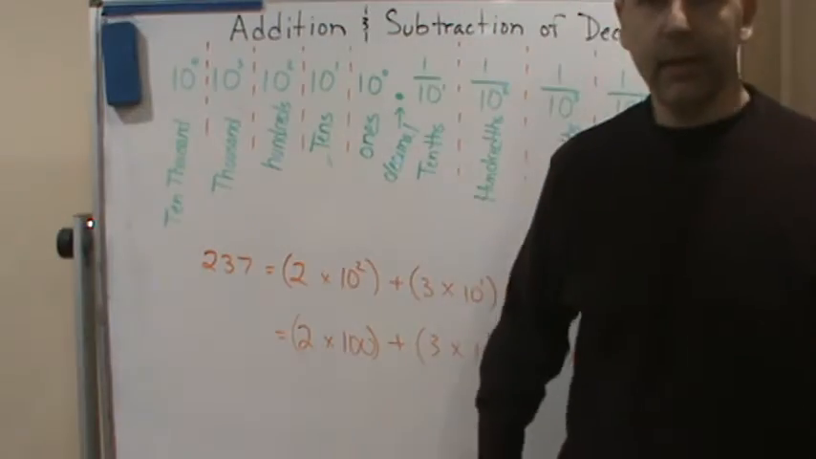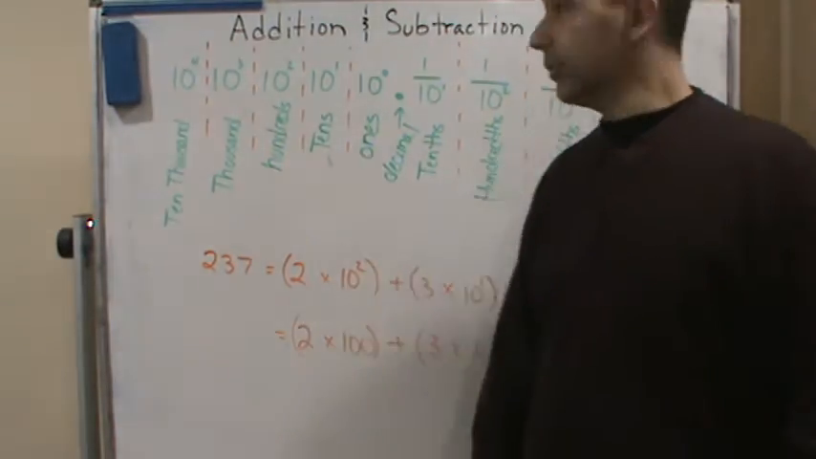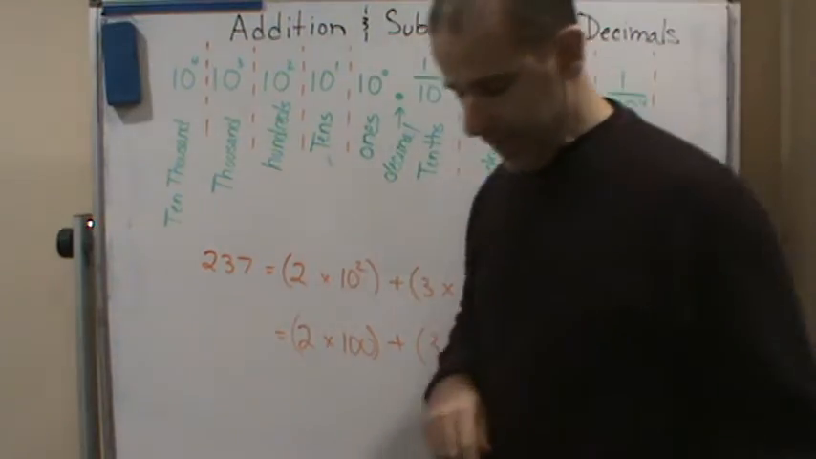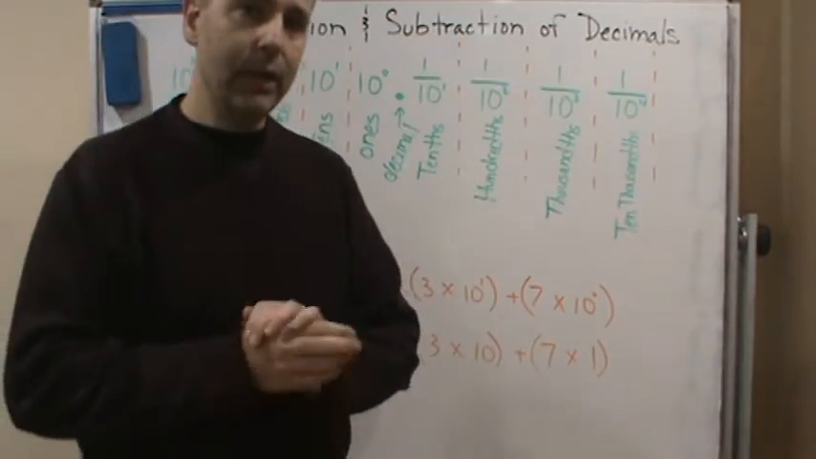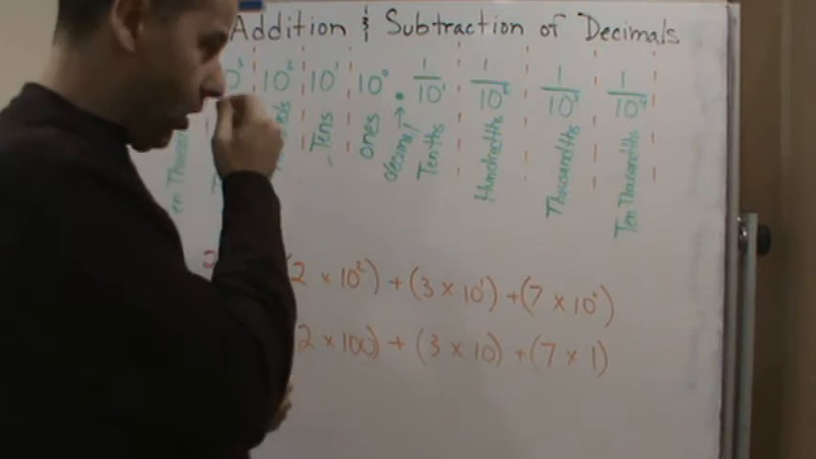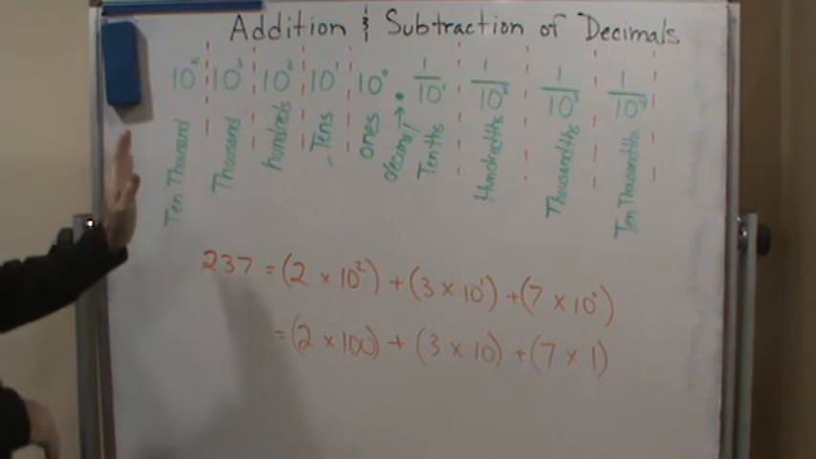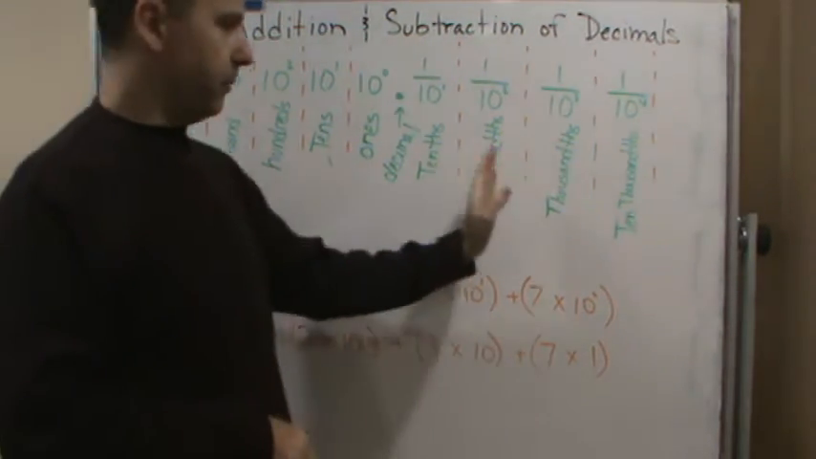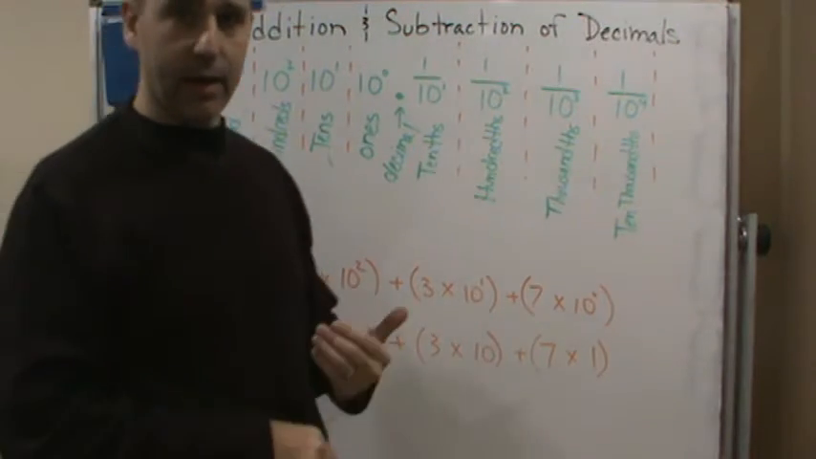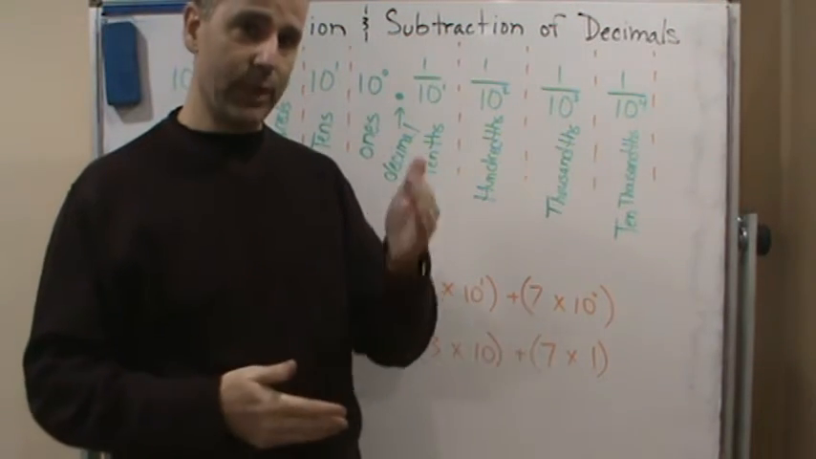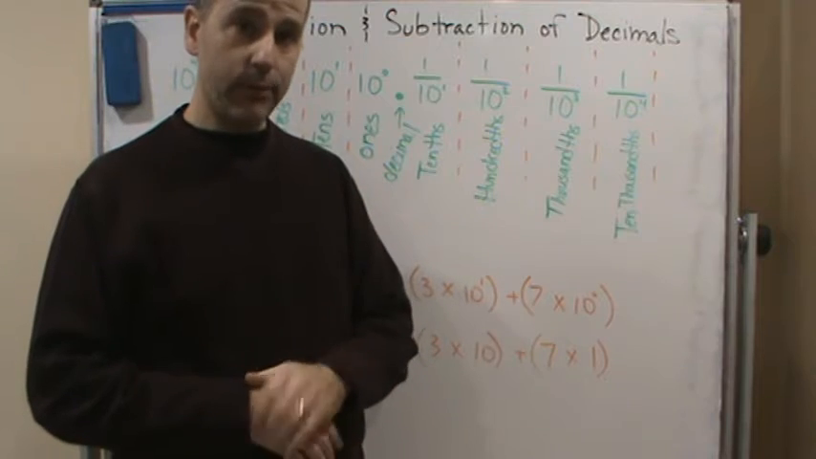Okay, so welcome back. Now we're going to start talking about addition and subtraction of decimals. First, a little bit of review. Remember, here's our place value system. Our system is based on a base 10 system, so each place value is a power of 10.